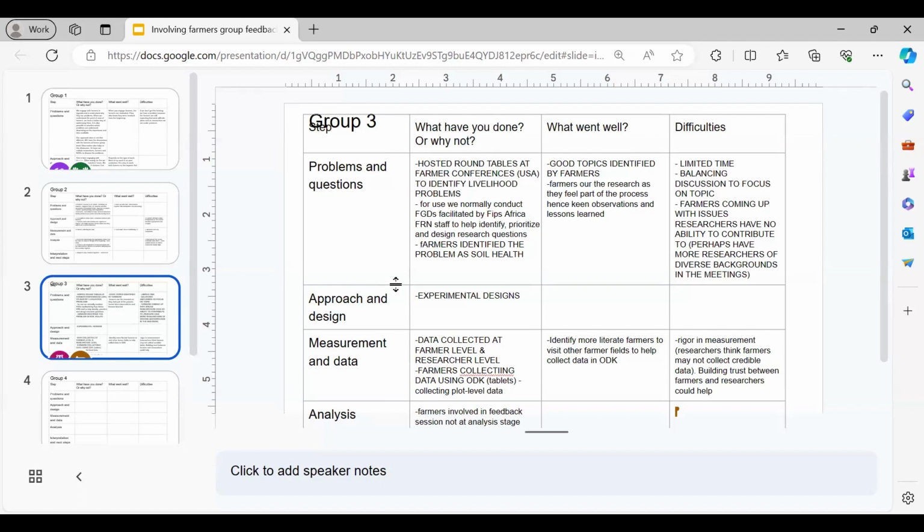But one of the things that came up as interesting in our group was farmers coming up with issues that researchers have no ability to contribute to. Do you have an example of such an issue? Yeah, so I will actually ask Lucy to comment on that and give us the example.